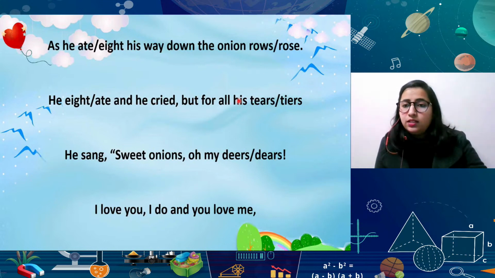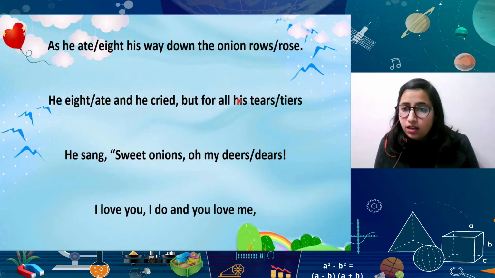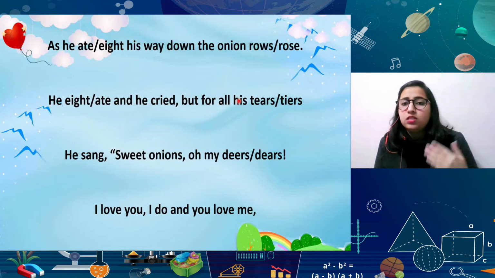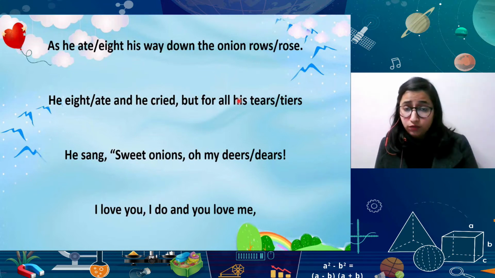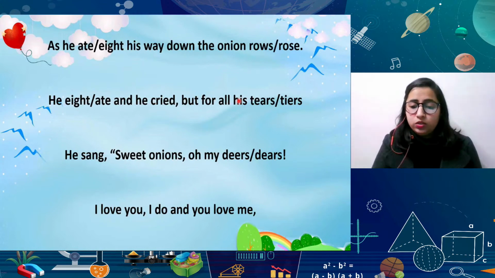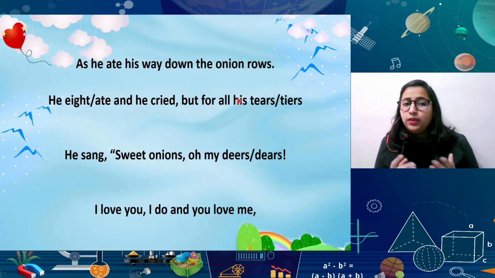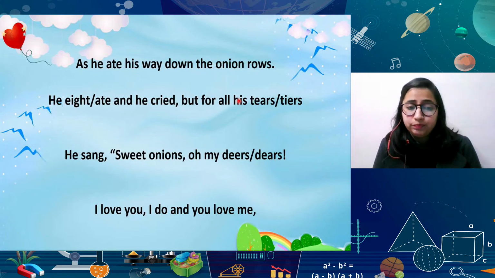So you stand in a straight line. So it's a sequence, it's a line. Because it's an onion bed, he arranged his onions in a line, in a row. This information helps me to choose the right word. So the right choice of words for this sentence is, as he ate, ATE, his way down the onion row, ROWS. As he ate his way down the onion row.